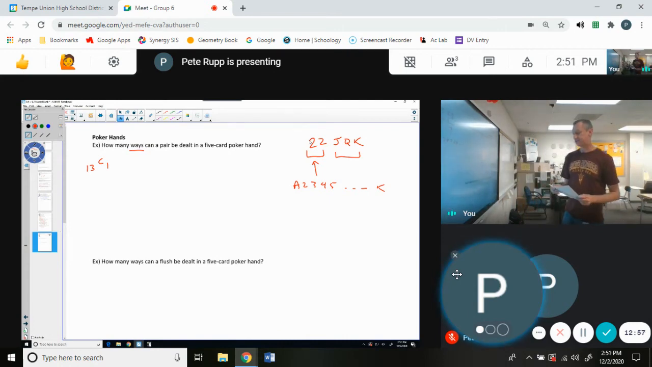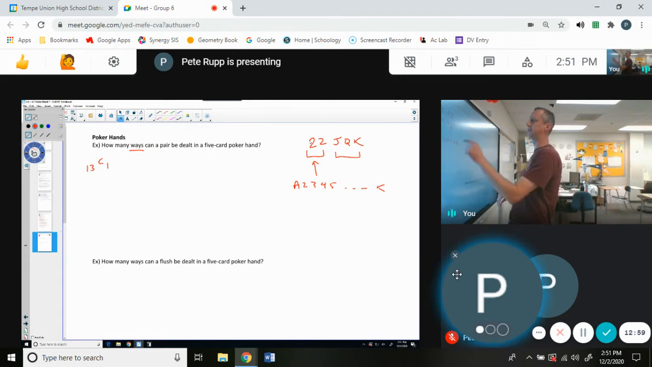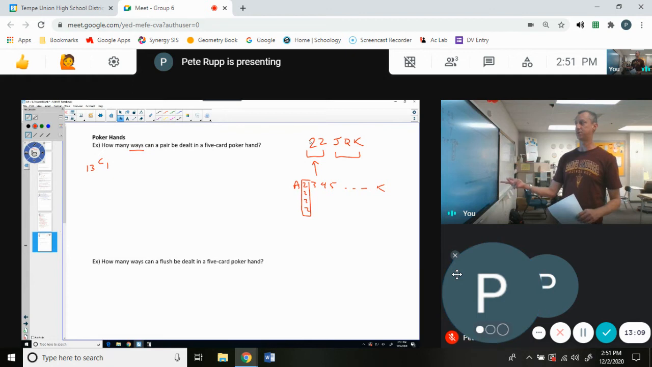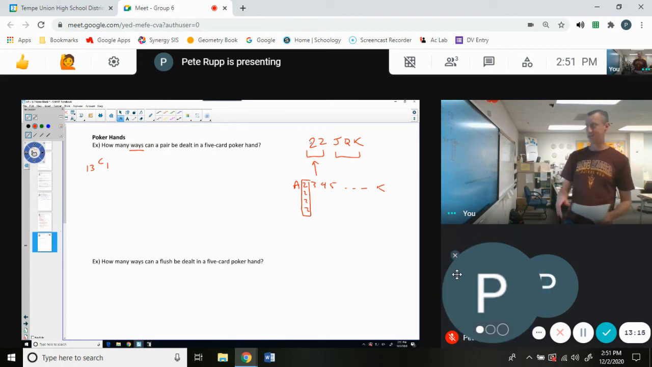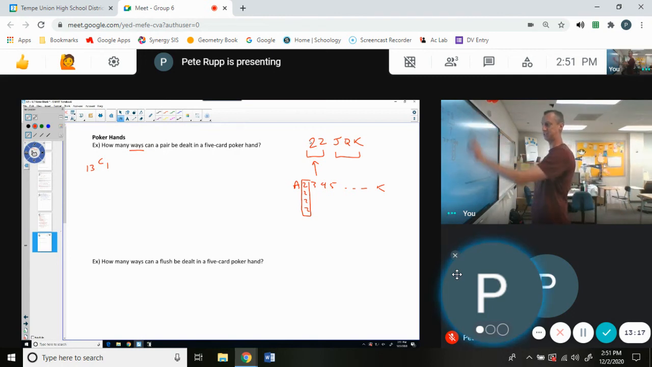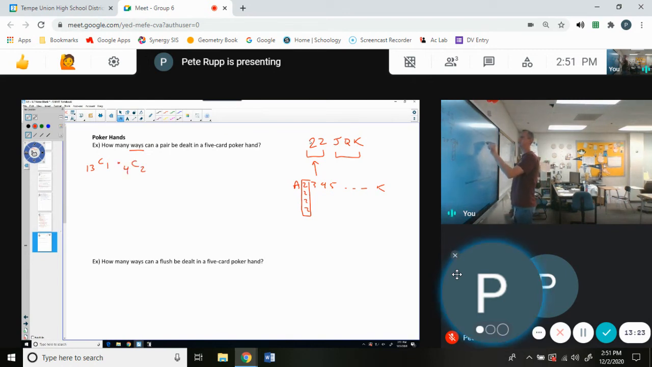Next, I want 2 of those 4 cards. I have selected whatever number; in this case, I'm going to select the 2s. You should know that there are 4 2s: 2 of hearts, 2 of diamonds, 2 of spades, 2 of clubs. There are 4 of them. Out of those 4 cards, I need 2 of them. So I've selected my pair, which is 2s, and I now need to select 2 of those. So out of the 4, I'm going to choose 2.